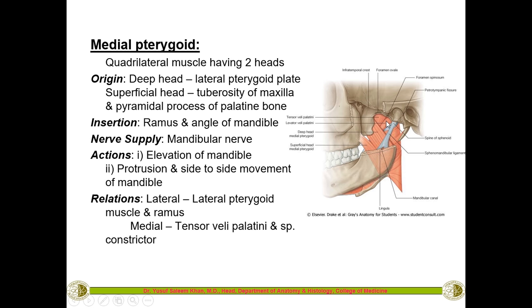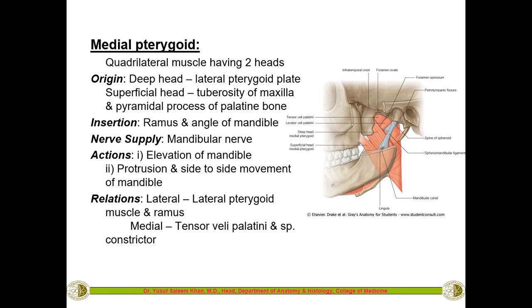Just once again to revise, it has two heads, the deep head and the superficial head. The deep head will take origin from the medial side of the lateral pterygoid plate, and the superficial head will take origin from the tuberosity of the maxilla, and the insertion will be on the medial surface of the ramus of the mandible as well as the angle of the mandible. Nerve supply is by the mandibular nerve, and the action is elevation of the mandible as well as protrusion and side to side movement of the mandible.